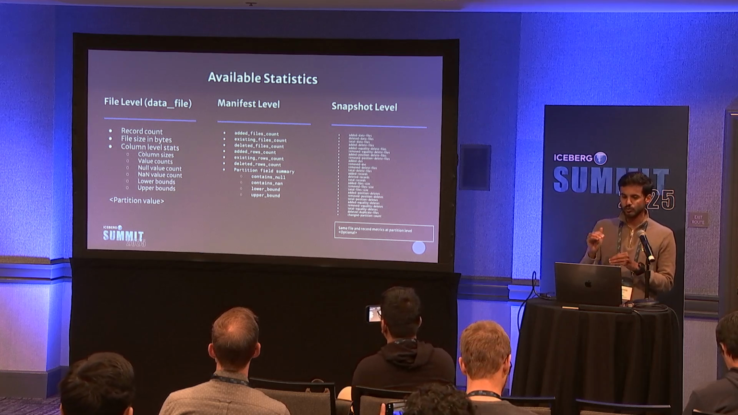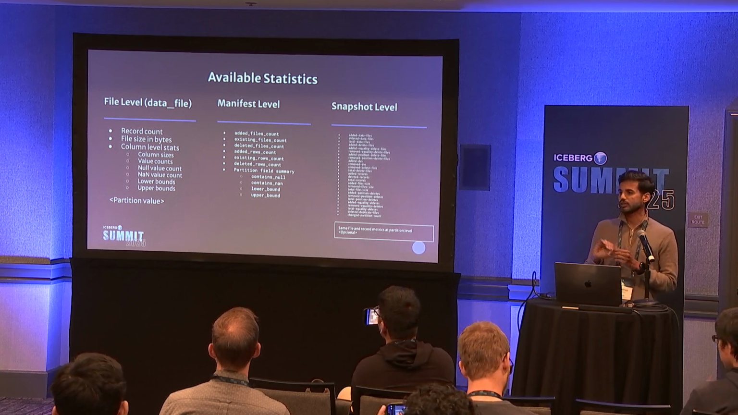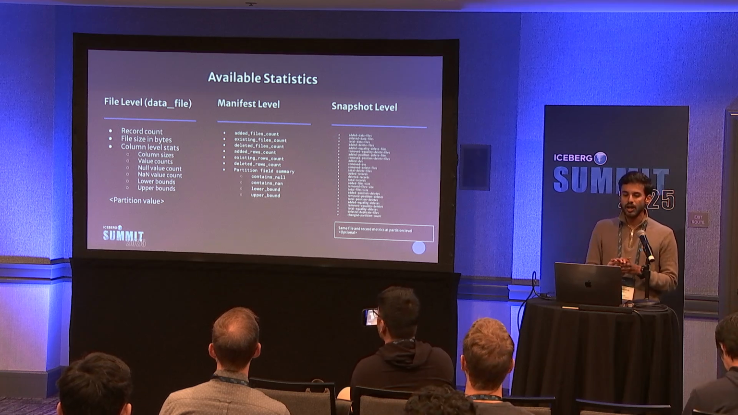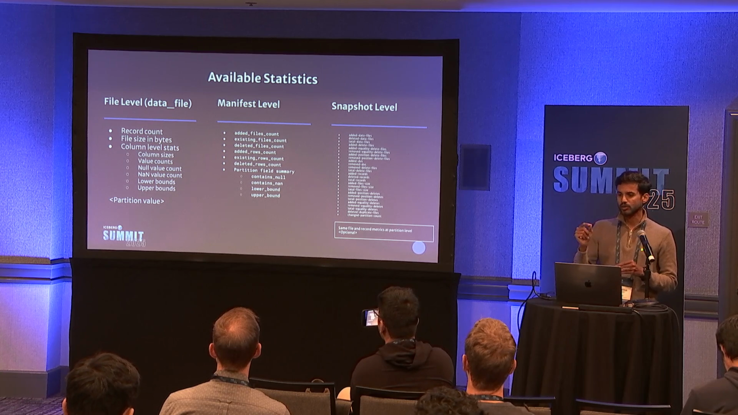And each file has column-level statistics. For each column, what's the column size, what is the value count, what is the null value count, is there a NaN value, then the upper bound and the lower bound. And it also represents what partition the file is going to belong to.